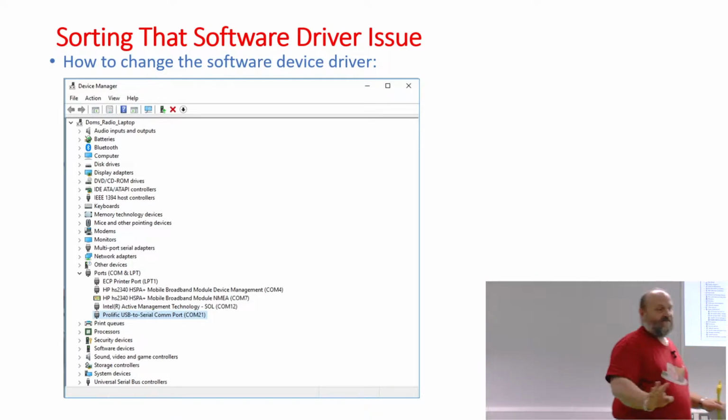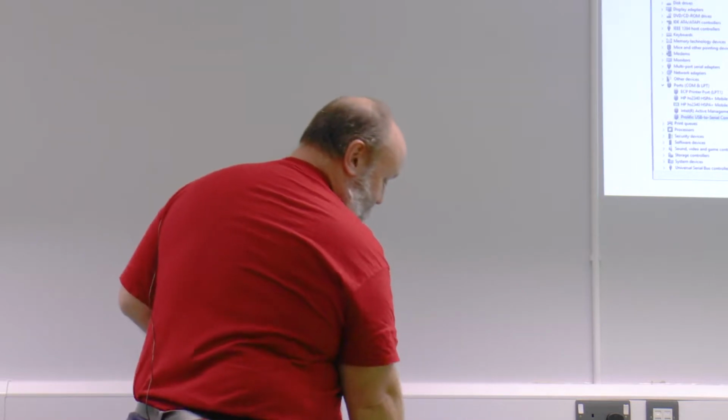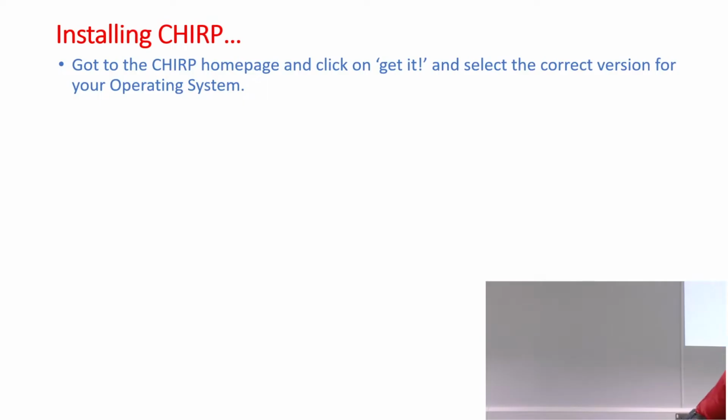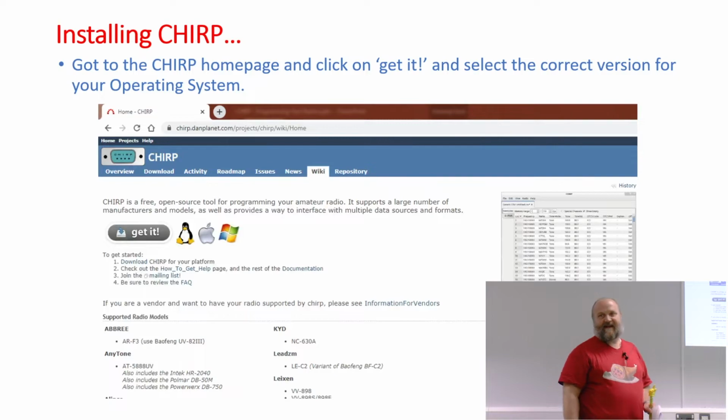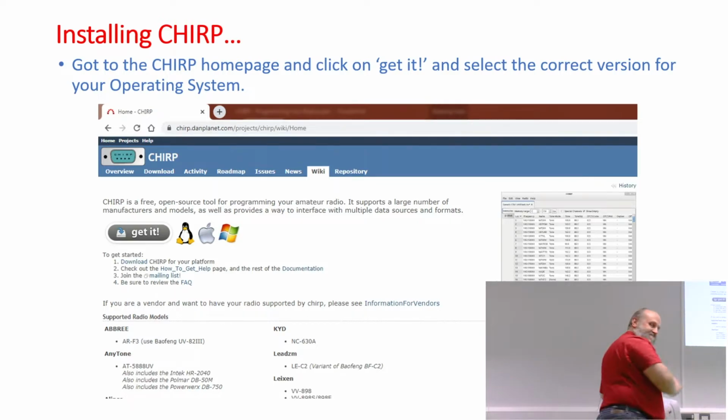So, at this stage, that's plugged in. Driver's now okay. So the actual next bit is getting back to the CHIRP, which is what we were trying to do in the first place. So if you go to the home page of CHIRP, that is where you'll end up landing. So the first thing to do is click on Get It.